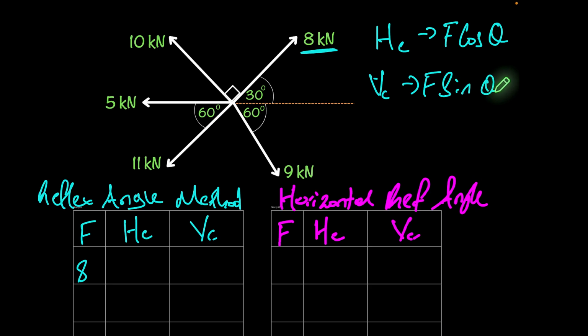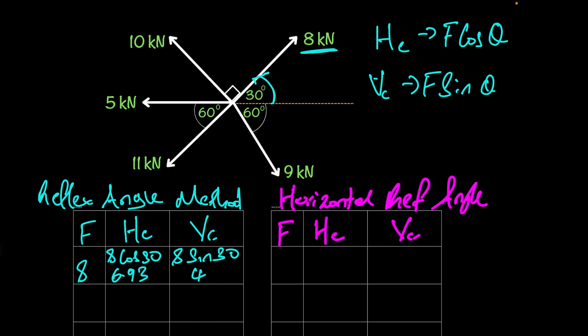When we're doing the reflex angle method, we only measure the angles in a counterclockwise direction. For example, this 30 degrees is just going to be as is. So for the horizontal component, it's going to be 8 cos 30, and the vertical component is going to be 8 sin 30. Of course, we need to work out these values. 8 cos 30 is 6.93, and 8 sin 30 is just going to be 4.